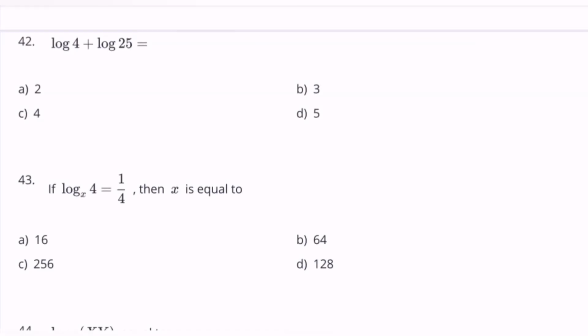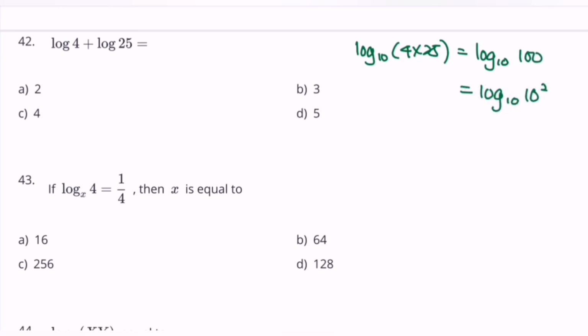Question 42, log base 10 for the value 4 plus log base 10 to the value 25. So in here, we can make use of the logarithmic addition identity, where we will have log base 10, bracket, 4 multiplied by 25. It is equal to log base 10, 100. So in here, we can simplify the situation, log base 10, 10 to the power of 2. Make use of the log of power, we can bring forward the 2. So finally, the answer is equal to 2. So the answer for question 42 would be A, which is equal to 2.